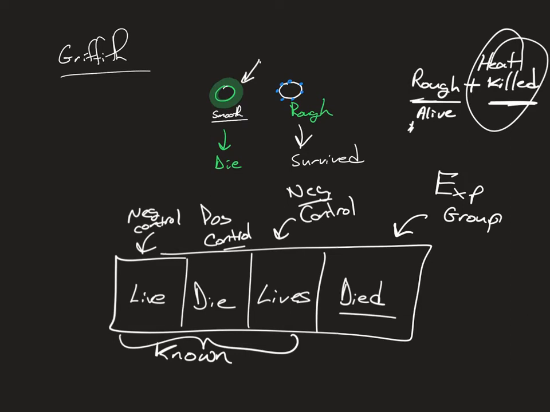So how would I test this on the test? I will ask you, what are the control groups in this experiment? I will ask you, what's the experimental group? And I will ask you, what did this experiment show? And what it showed is that this bacteria has inheritable material that it can send from one bacteria to the next.